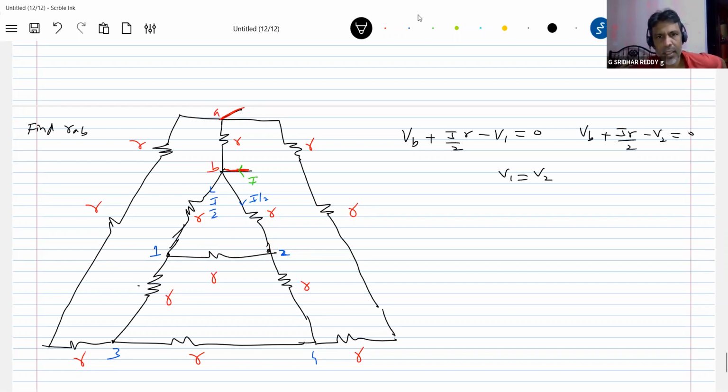If by chance you make this 2R, then what happens? V1 is not equal to V2. You cannot divide the current in these two branches equally. Though they have the same resistance, junction 2 is not similar to junction 1.